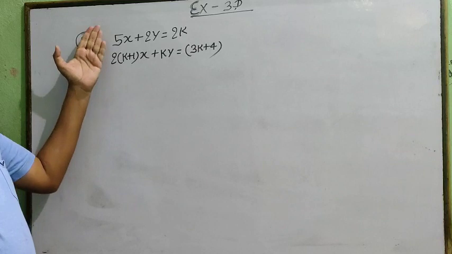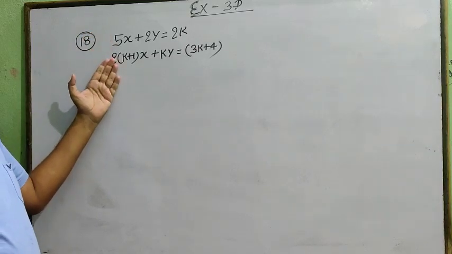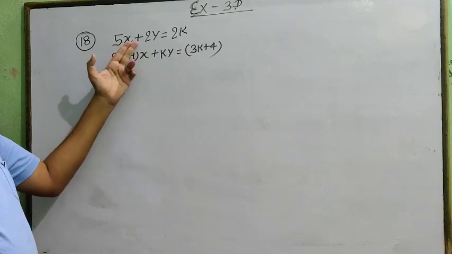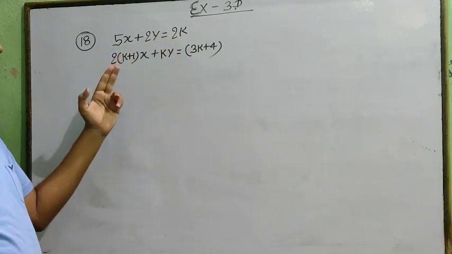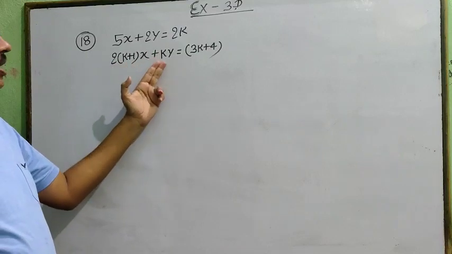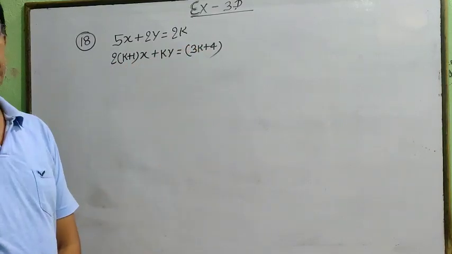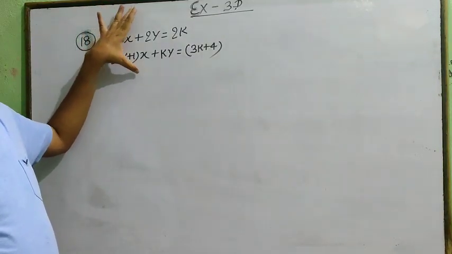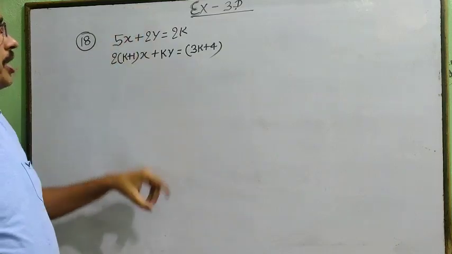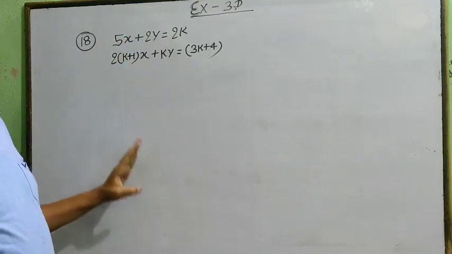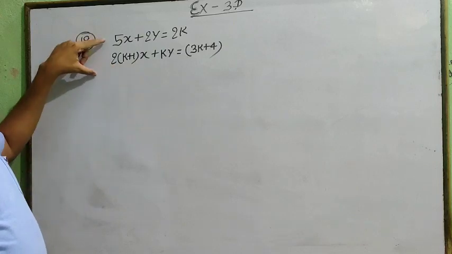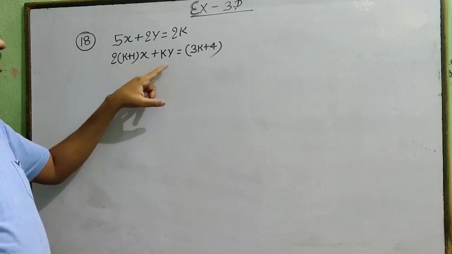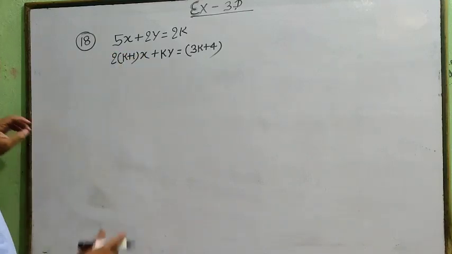If it has many solutions, then find the value of k if 5x plus 2y is equal to 2k and (2k plus 1)x plus ky is equal to 3k plus 4. Again, the condition is given that it has infinitely many solutions, and find the value of k if it is given that 5x plus 2y is equal to 2k and 2 into (k plus 1)x plus ky is equal to 3k plus 4.